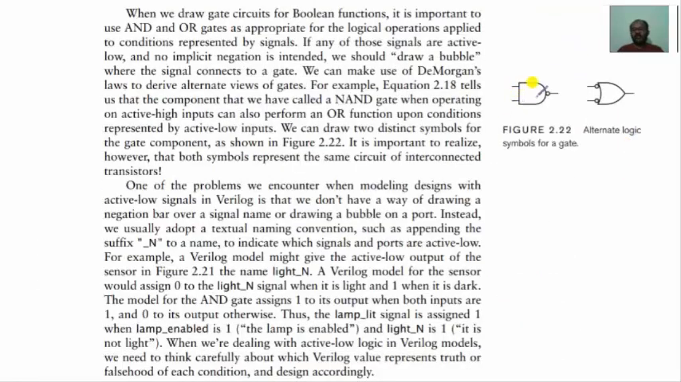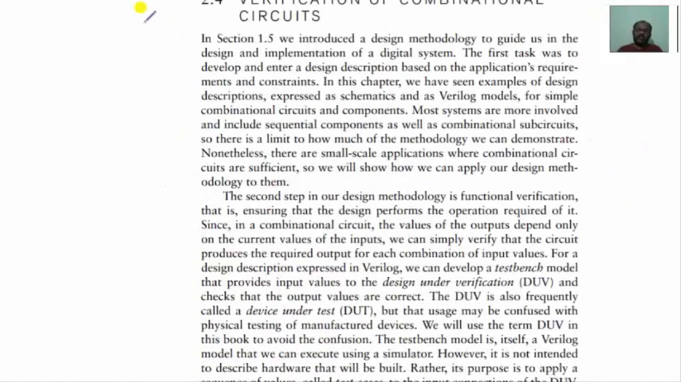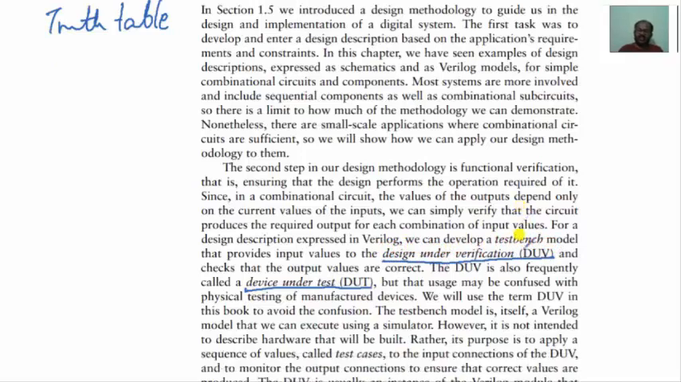Next, this is very important. NAND gate is also represented as bubbled OR gate. NOR gate is referred to as bubbled AND gate. Verification of combinational circuits: how you are going to verify is with the help of truth table. The circuit which you are going to test is called the device under test, that is DUT, or which you are going to verify is called the design under verification.